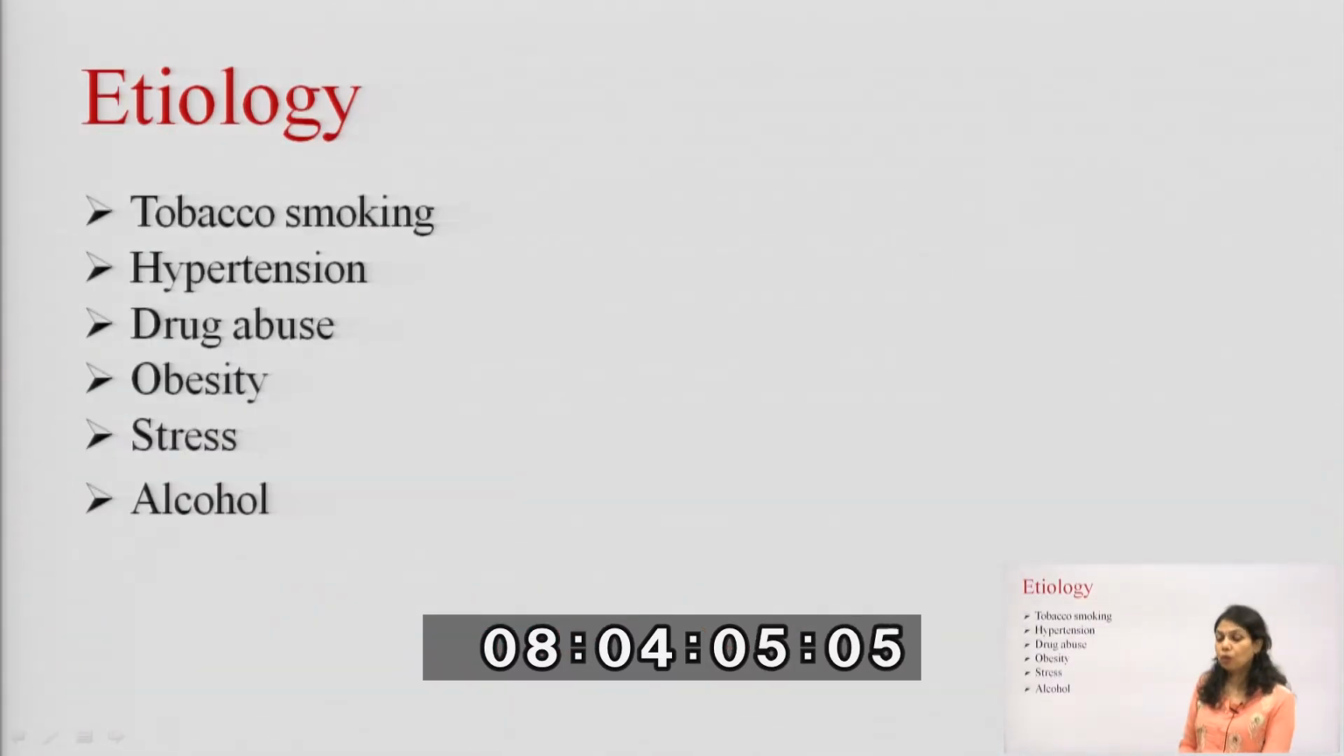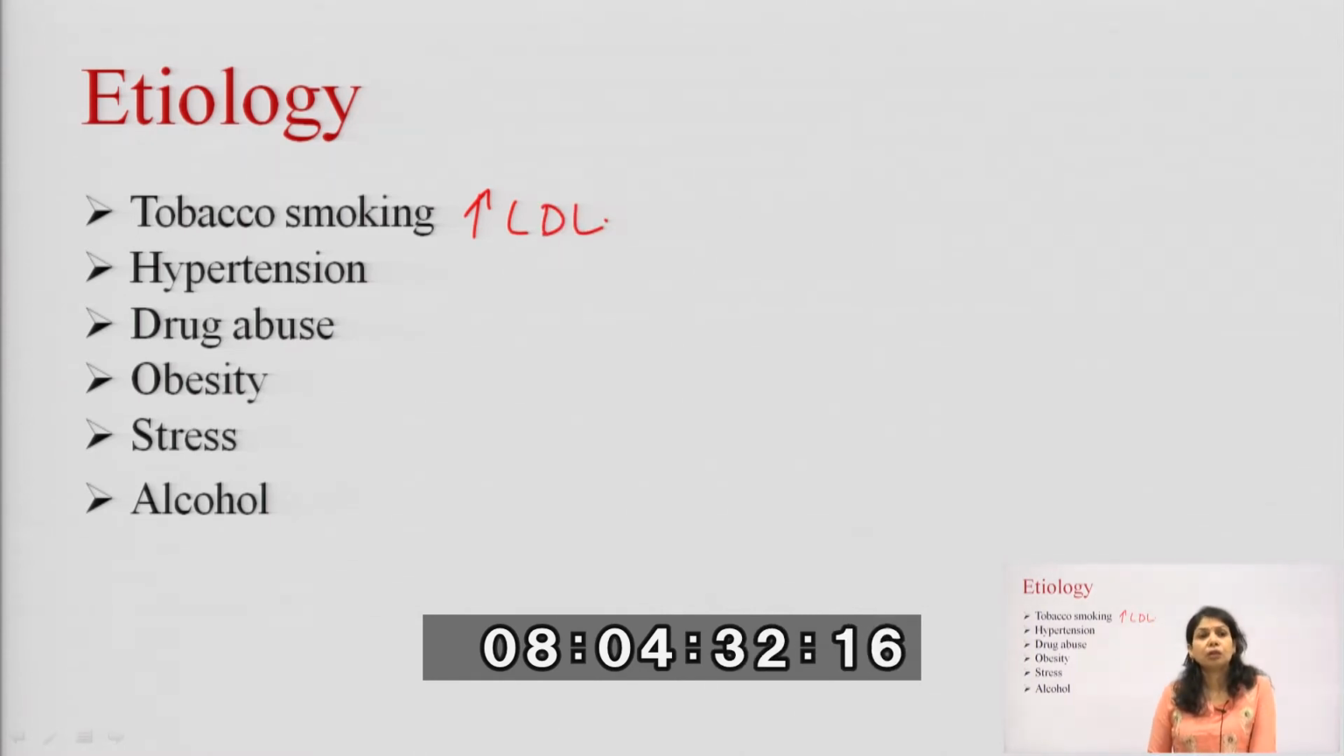Now, etiology: what are the causes of myocardial infarction, how is it caused? Number 1 is tobacco smoking. Tobacco smoking is a very important parameter. If a patient is a tobacco smoker, what will happen? It will definitely cause an increase in the LDL level, and this will ultimately lead to the deposition of cholesterol over there. Bad cholesterol is deposited and ultimately leads to myocardial infarction.